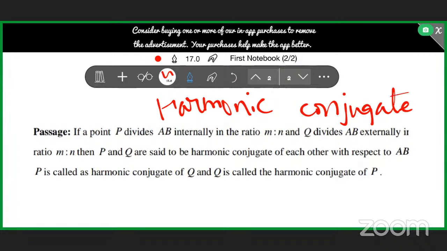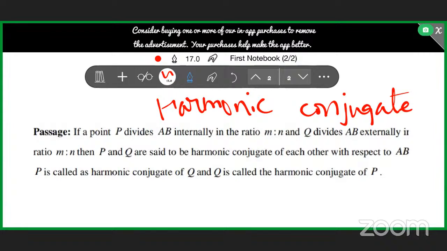What exactly is this harmonic conjugate? If a point P divides a line segment AB internally in the ratio m is to n, and point Q divides line segment AB externally in the ratio m is to n, then P and Q are said to be harmonic conjugates of each other with respect to AB. That is, P is called the harmonic conjugate of Q and Q is called the harmonic conjugate of P.